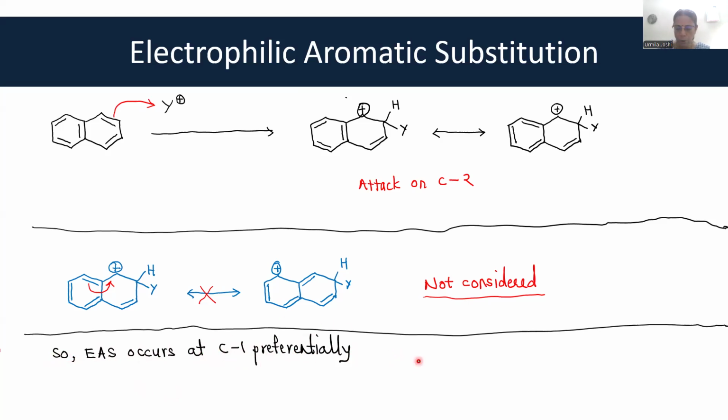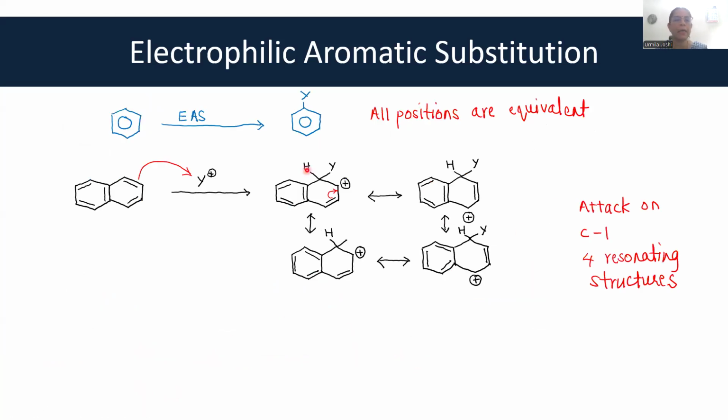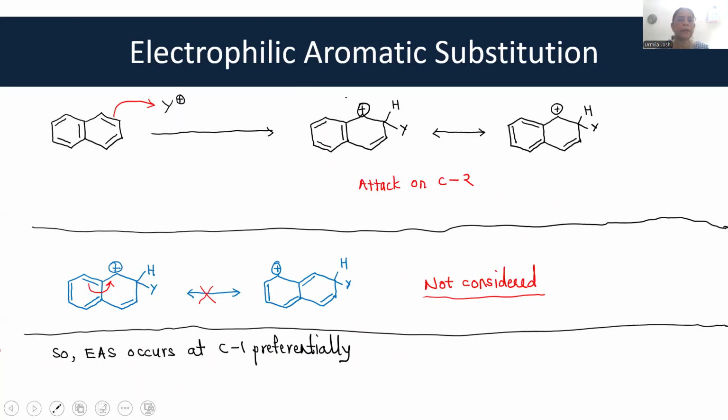Okay. Now, this is also a commonly asked question, why electrophilic aromatic substitution occurs on C1 preferentially. And you will have to write these resonating forms. You will have to write the two resonating forms of attack on C2. Then say that the intermediate formed when the attack happens on C1 is stabilized to greater extent by resonance than intermediate formed by 2. Therefore, electrophilic aromatic substitution on naphthalene occurs at C1.